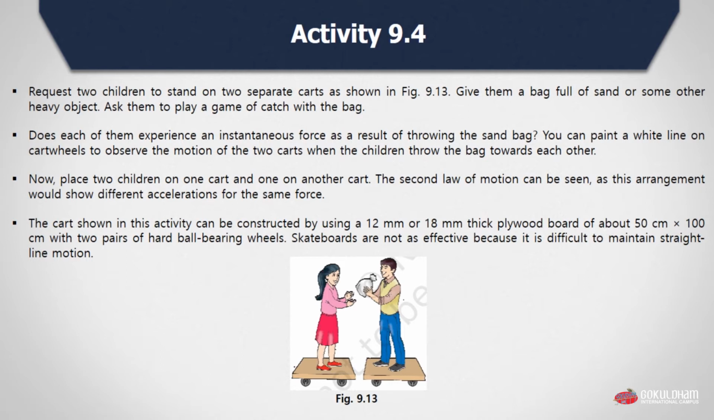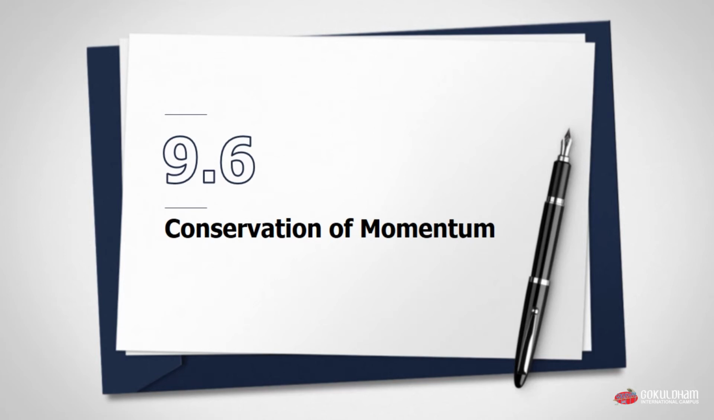The cart shown in this activity can be constructed by using a 12 mm or 18 mm thick plywood board of about 50 by 100 cm with two pairs of hard ball bearing wheels. Skateboards are also effective, but it is difficult to maintain straight line motion. So this was the third law of motion.